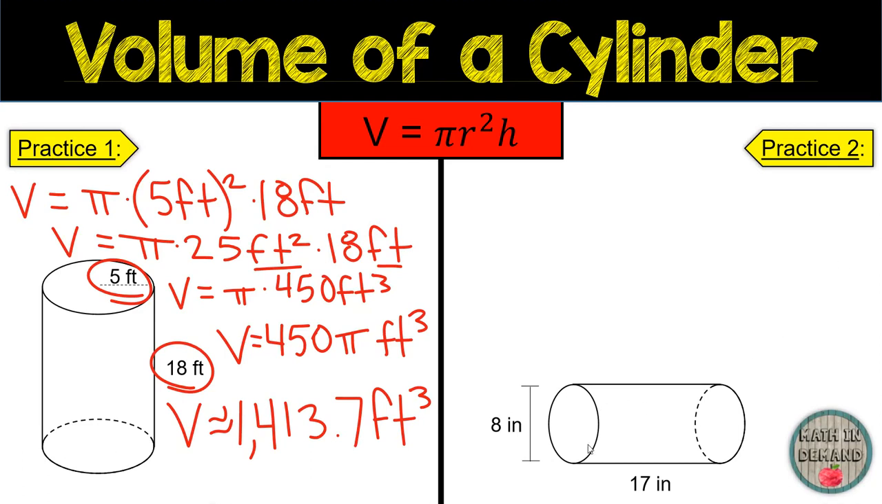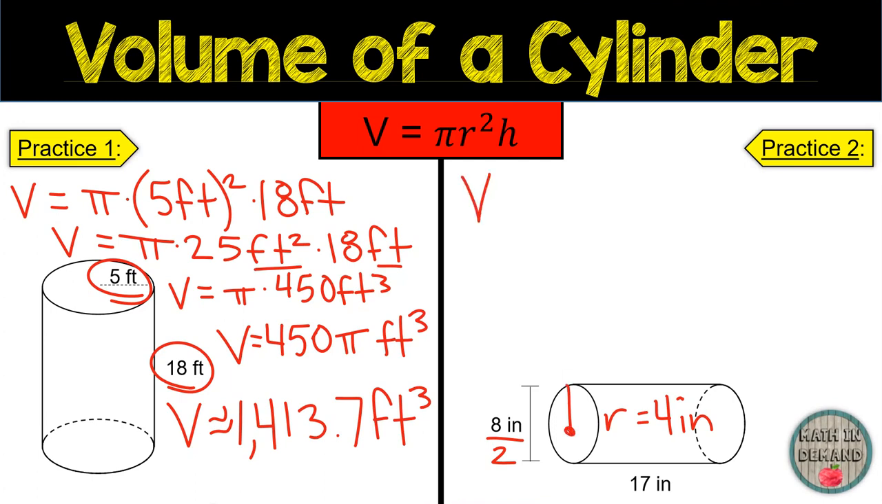Okay, so let's take a look at the second practice problem. I can see here that I have a cylinder that is turned to the side. I can see that I have a diameter of 8 inches and a height of 17 inches. Now, in order to plug into the formula, I need to know the radius. So I know that I can take the diameter and divide it by 2 to get the radius. So this will give me a radius of 4 inches. Okay, so here's the radius and I can plug that into the formula.